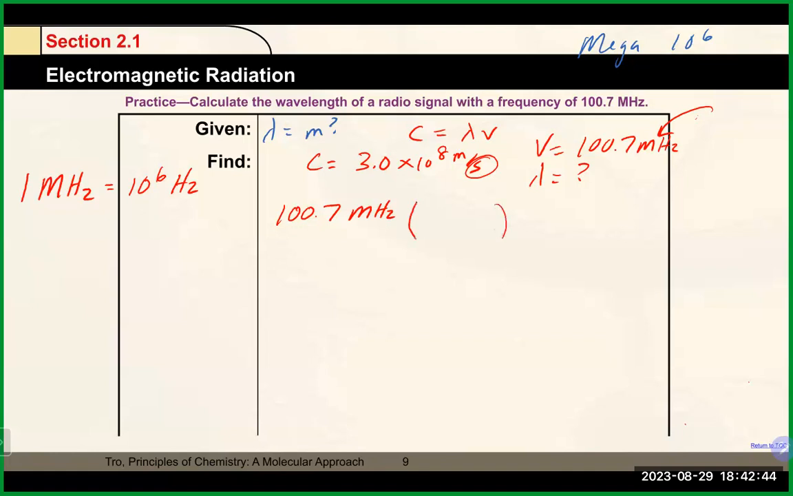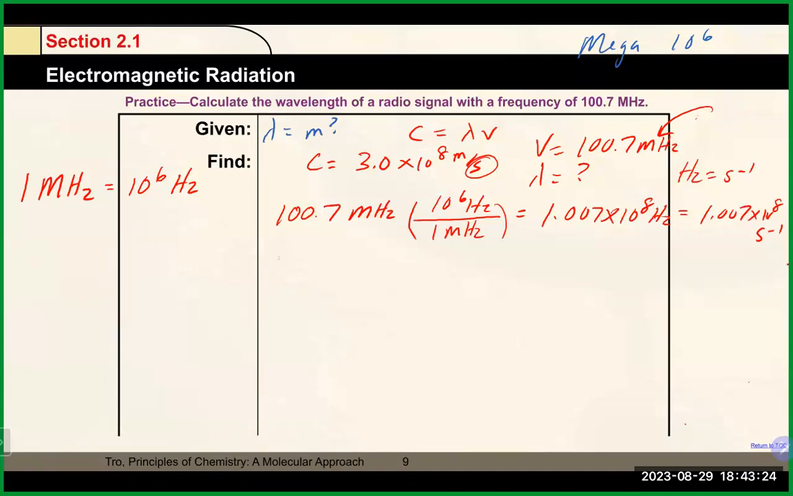Doing that here, we're going to take 1 megahertz, 10 to the 6 hertz. And that will get us 100.7 times basically 1 times 10 to the 6. That's going to give us 1.007 times 10 to the 8 hertz. Since a hertz is the same as a reciprocal second, that would give us 1.007 times 10 to the 8 reciprocal seconds. Again, it's a 1-to-1 conversion between those two. Any questions on that there?